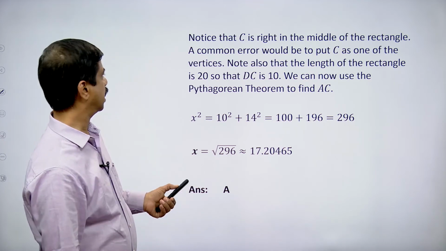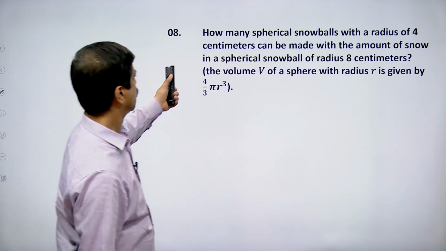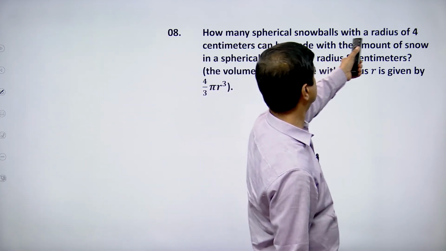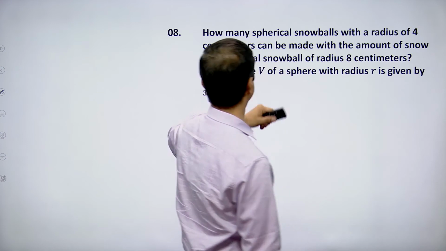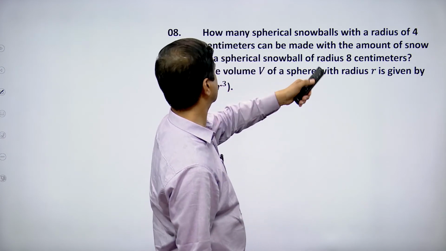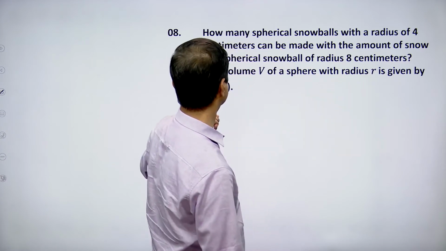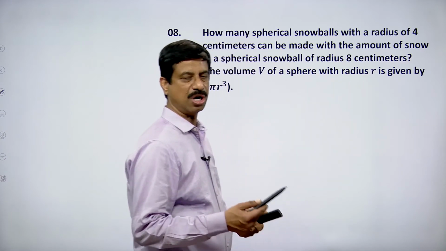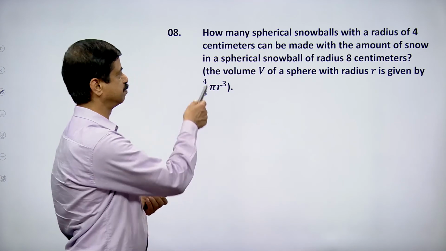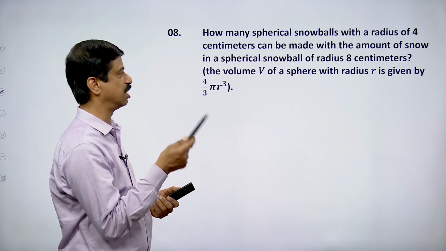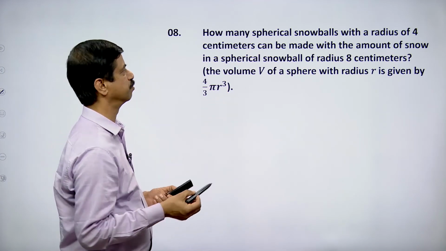Right. Let us go to the next question. How many spherical snowballs with a radius of 4 centimeters can be made with the amount of snow in a spherical snowball of radius 8 centimeters? So, volume of a sphere is what? A spherical ball is 4 by 3 pi r cube.